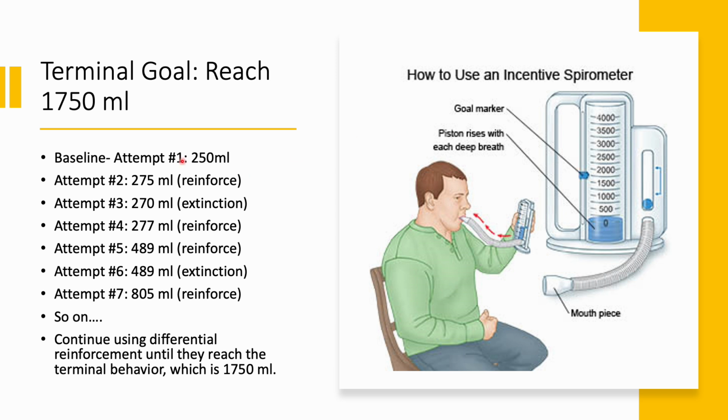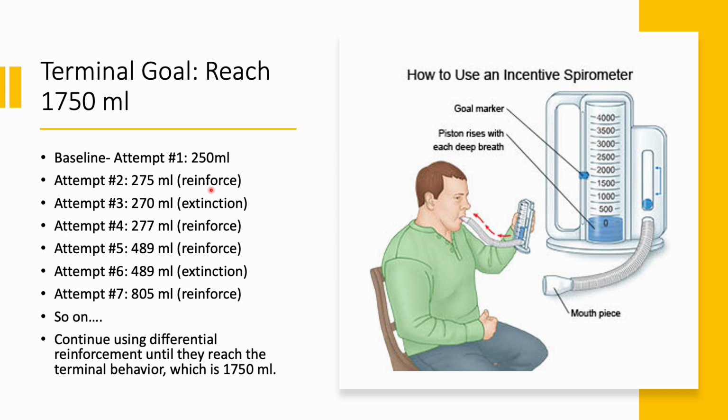So let's say, for example, that Johnny needs to use his spirometer, and he has a target goal of reaching 1,750 ml. Okay, so this is his target goal here. But when he blows for the first time in the spirometer, he can only reach 250 ml. So that's great. That's his baseline. We know now where he was at to begin with. Now let's see if we can get him up to 1,750 ml. So he blows into the spirometer a second time, and he's able to hit 275.